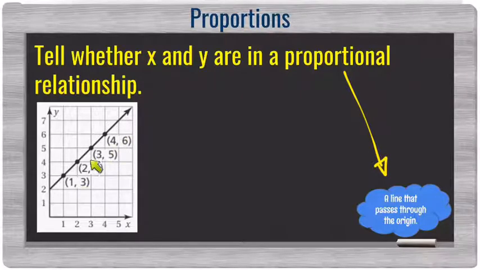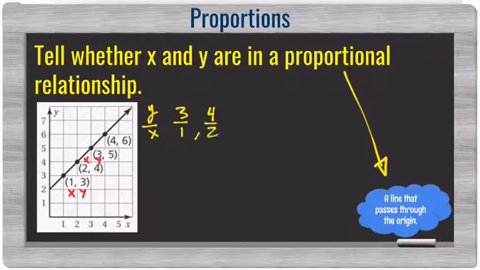So what about these values? You can also use these values to prove that x and y are not in a proportional relationship. Let's pick some x and y's. I'm going to pick this one and this one, and this one and this one, to create ratios. And so we'll do y over x, and so 3 over 1 and 4 over 2, and we want to see, are these two ratios equivalent? Are they equal to each other? That would determine whether they're proportional.